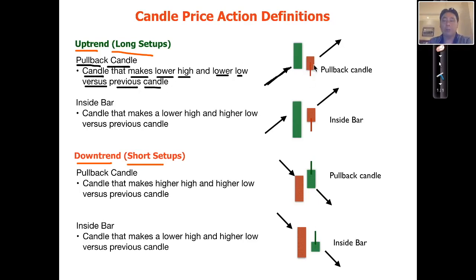in relation to the previous candle. So why is it a pullback candle? Again, what's the definition? This candle makes lower highs. Can you see? So this high over here to this high, it makes a lower high and a lower low. So that's a pullback candle.